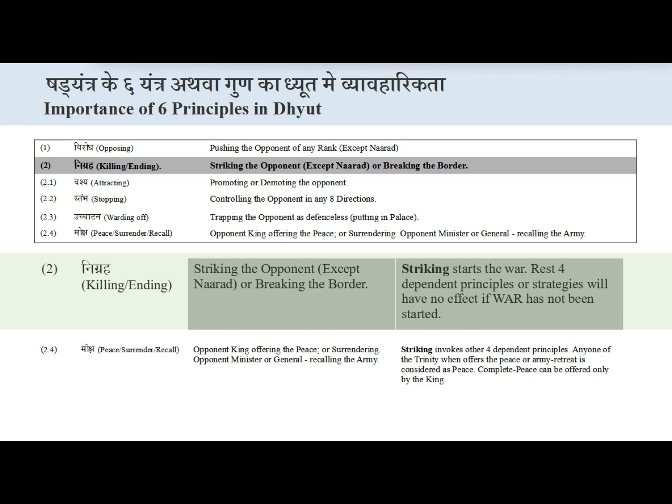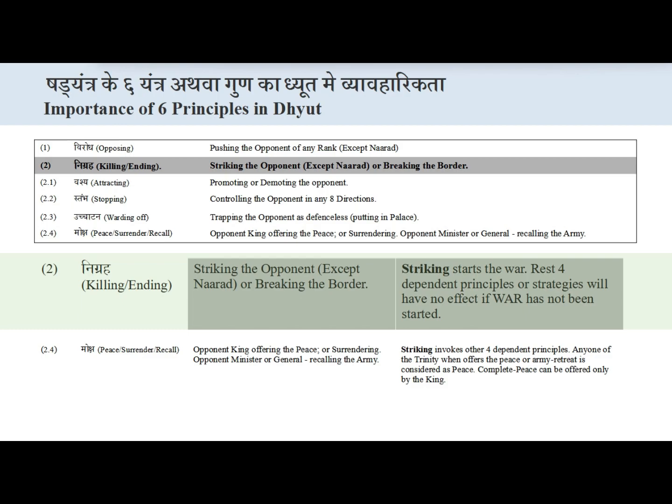One is Virod or opposing, and the second is Nigraha, killing or ending of the opponent. So there are 2 main principles. Point to note: the second principle, Nigraha or killing, is responsible for managing the other 4 principles. Killing or ending means you are striking the opponent except the Narad, or else you are breaking the border.